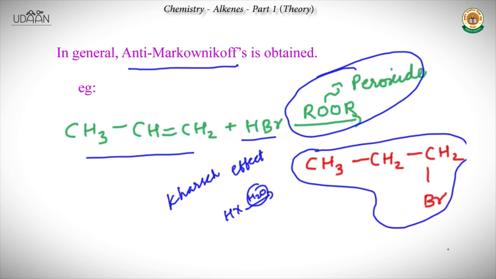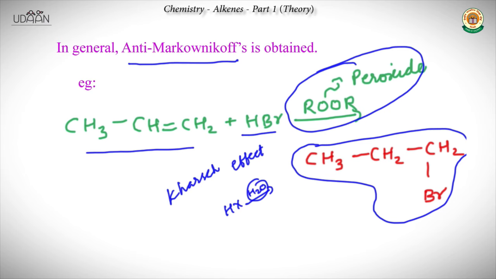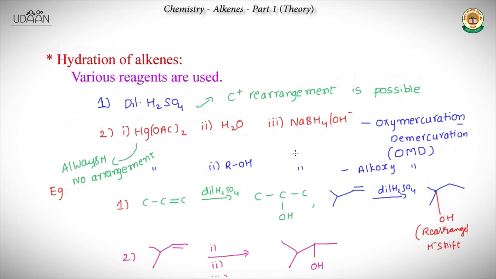Okay. So now let's move on to the next part of the theory. After the last set of chemical properties that we studied, we are now going to move on to the hydration of alkenes, for which we use various reagents. So what are the reagents that we use, Gopi? Basically we use two reagents for it. First one is dilute H2SO4 and the second one is HgOAc in the presence of water, and then we add NaBH4 in the presence of OH minus.